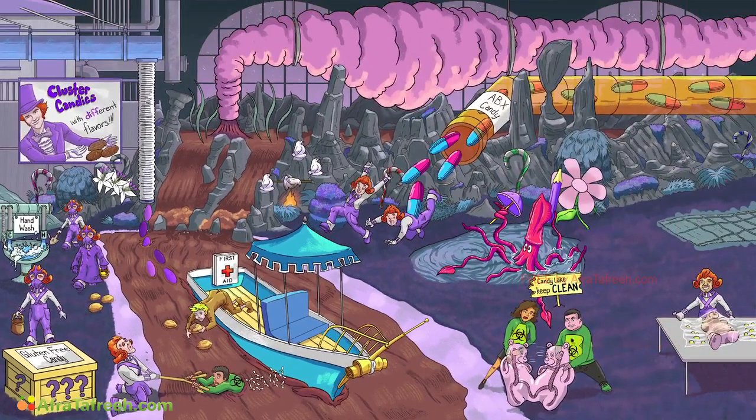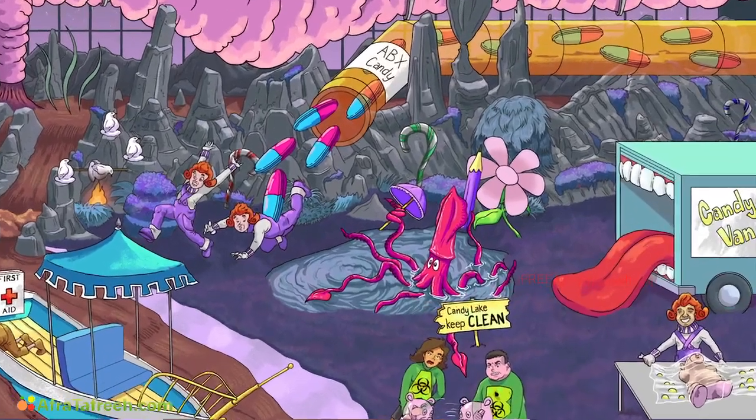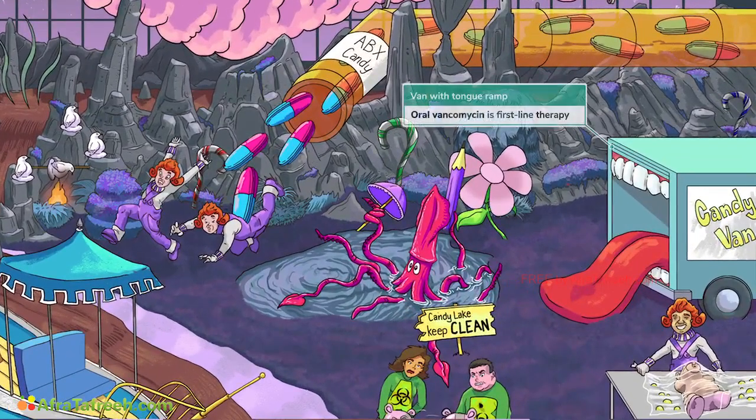On to treatment! The first is vancomycin, specifically oral vancomycin. So we've drawn in our vancomycin van, complete with a creepy mouth-like design. When taken orally, vancomycin has poor systemic absorption, which is actually a good thing here because the drug stays in the gut where the bacteria are and doesn't cause any systemic side effects.